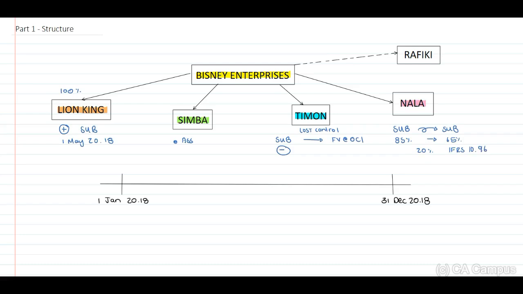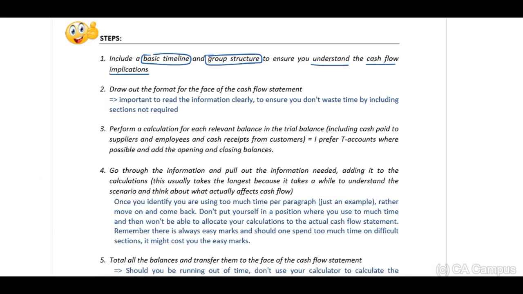And then there is Rafiki. Remember, Rafiki relates to part C, where we need to discuss if there is control, but this is in the current year, 2019. Therefore, ignore this for now. And our timeline, 1 January 2018 up until 31 December 2018. Right. Therefore, when we refer to our exam technique steps, we have included our basic timeline and group structure.